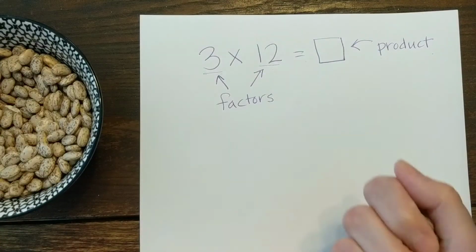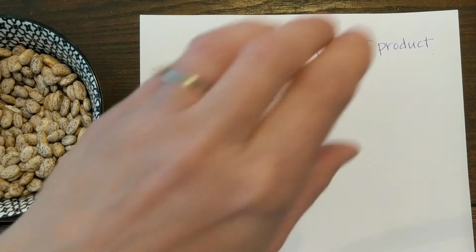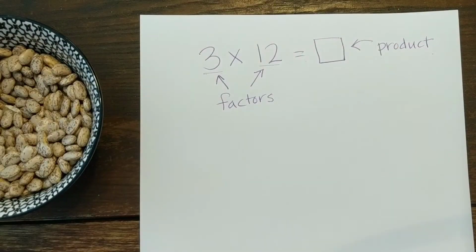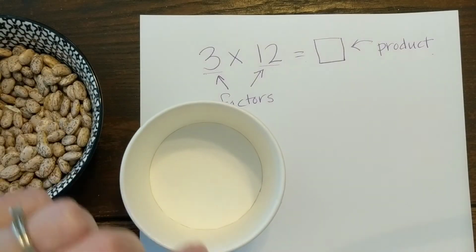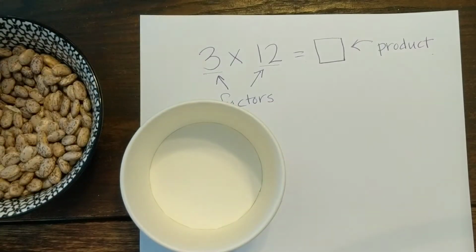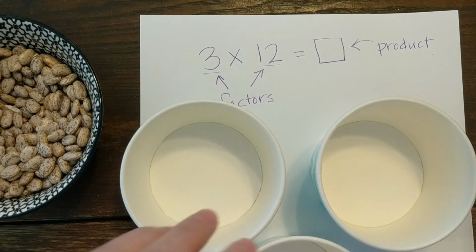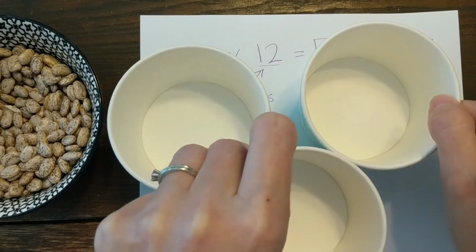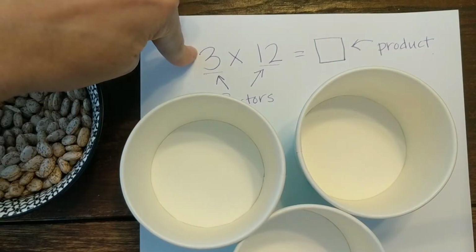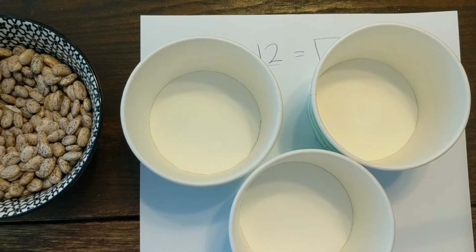Last time I did an array with you. So if you have containers like these, you can use your containers, whatever kind of container you have at home, and you could put your beans inside the container. So we have 3 containers. Our first number says how many groups, and I'm going to put 12 into each container.